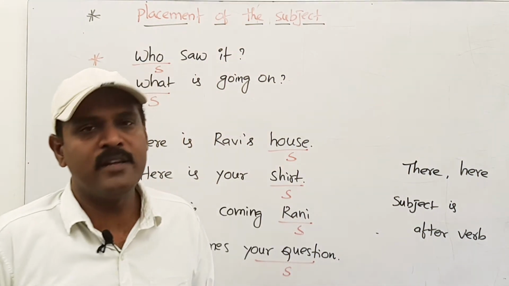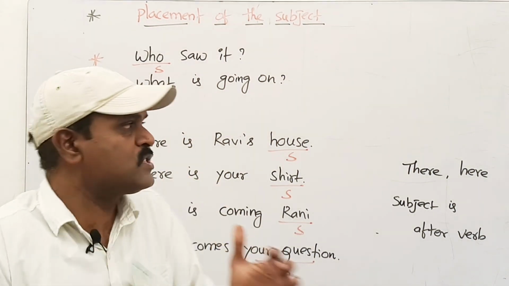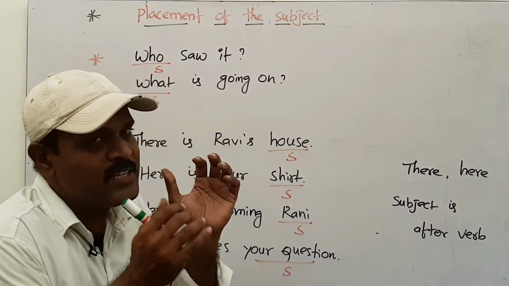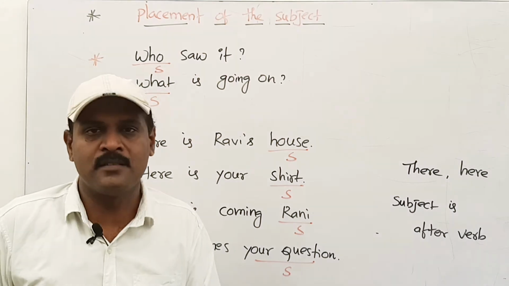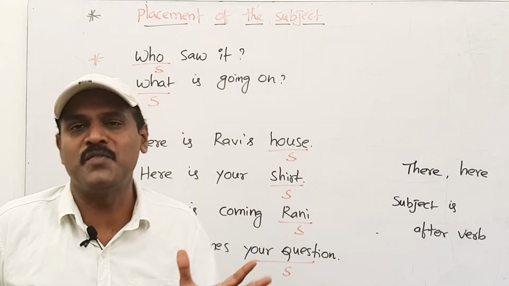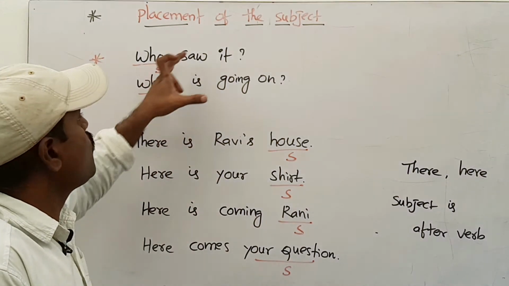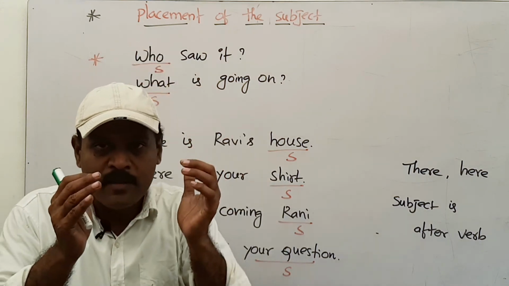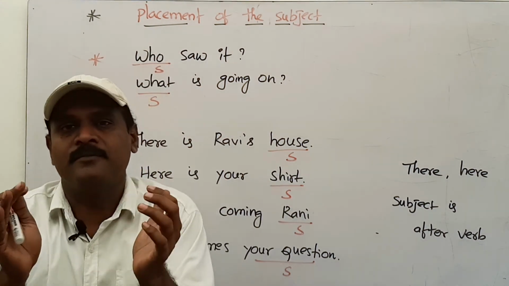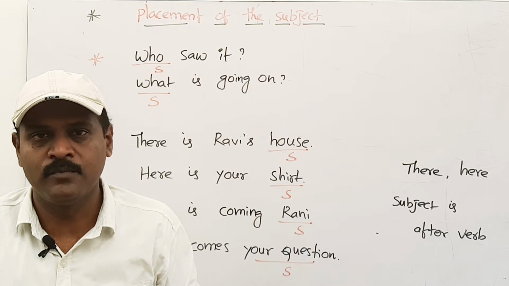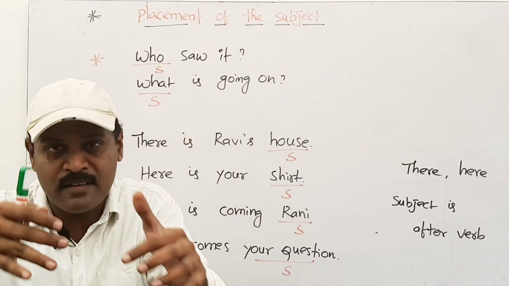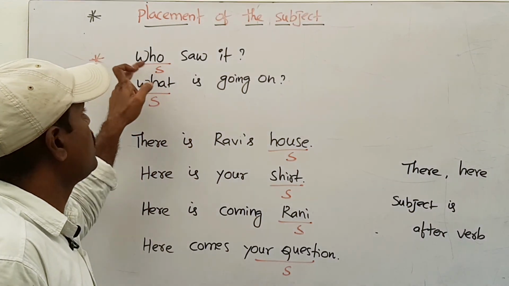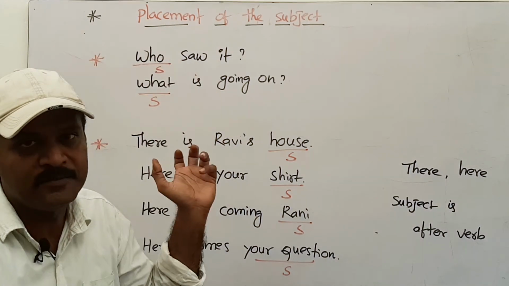Friends, the next point is when we use who, what at the starting of the sentence as a question word, actually they are real subjects. Are you confused? No confusion. Let me explain. Who saw it? It means some person saw it. So in place of some person, we use who. That's why who is the subject here.